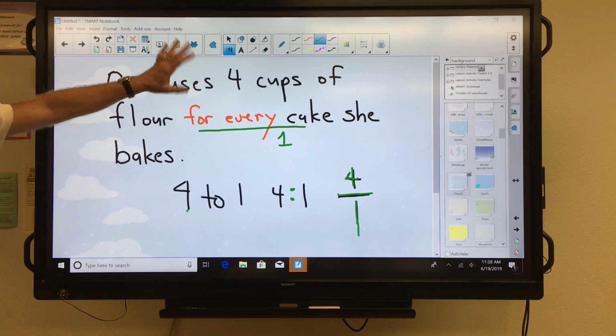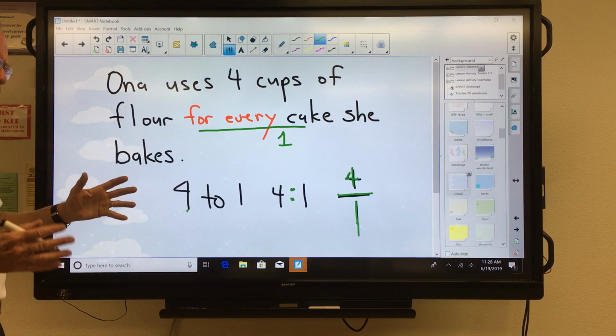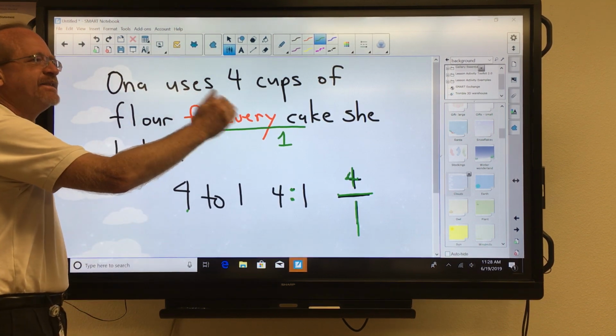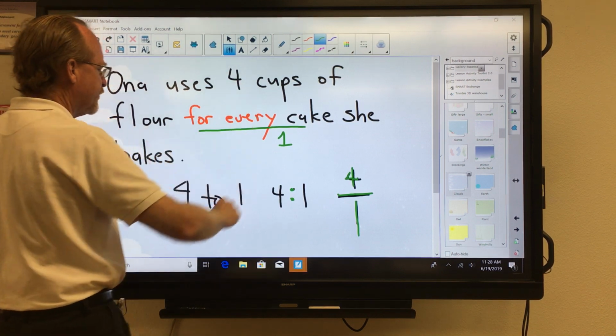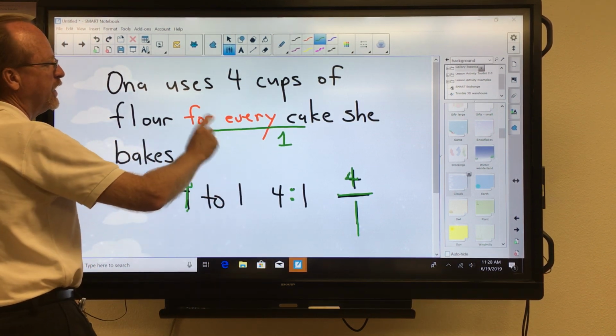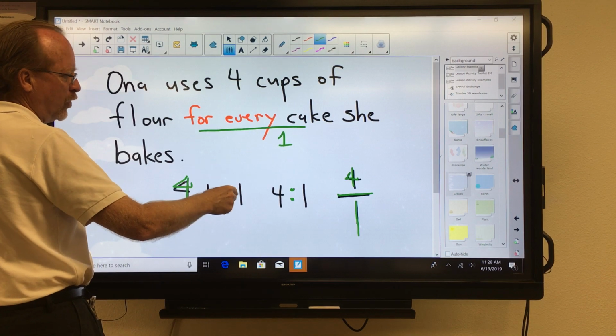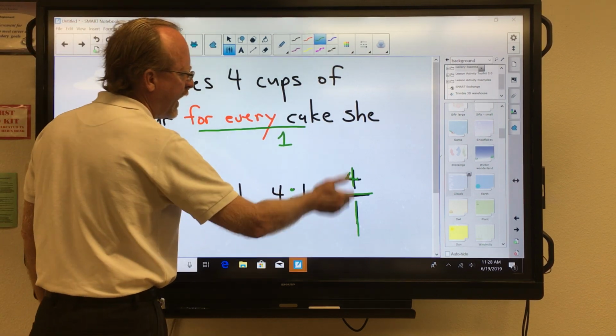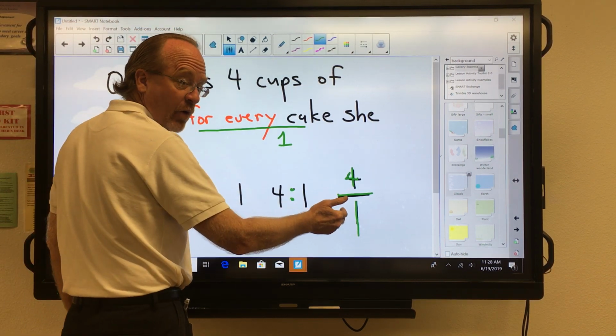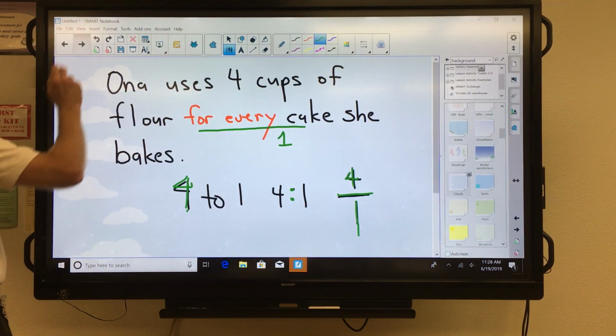Now, remember when you're doing the order, what order do I put it in? You put it as it's written. So it was 4 cups first, so the 4 goes first. Then it's for every cake, so the 1 goes second. 4 to 1, and if it's a fraction, if you're expressing it that way, it's 4 over 1.